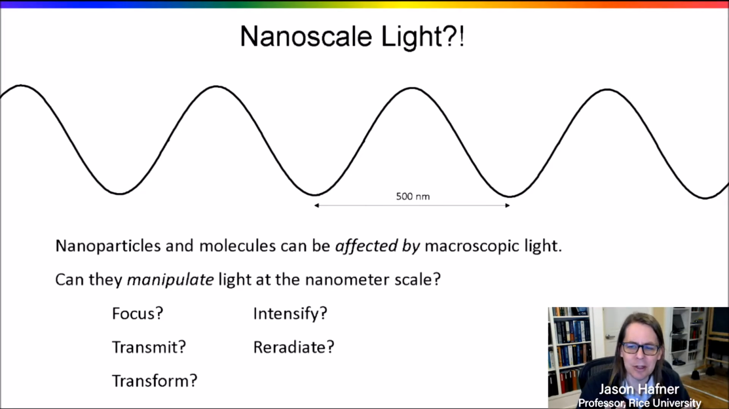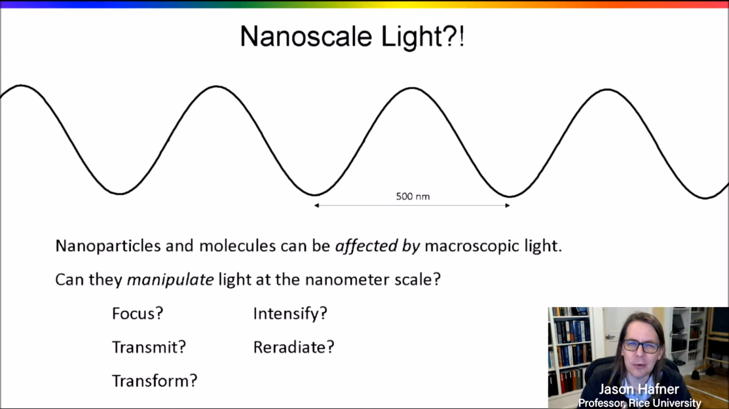Let's think about two things. First, things can be affected by light. Here I wrote macroscopic light, by which I meant the wavelength is really long. So you shine visible light on an atom, something really small, and it can be excited by that light. It doesn't matter that the light has a much longer wavelength than the size of the atom. The same thing goes for nanomaterials. They can be affected by this long wavelength light, and the wavelength isn't an issue.